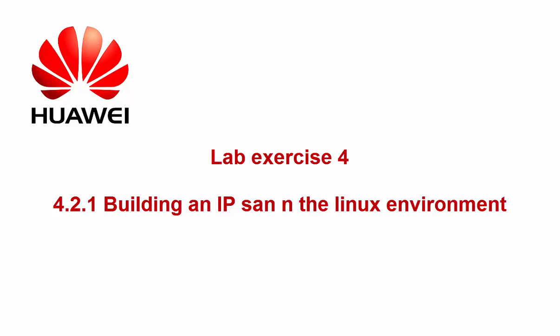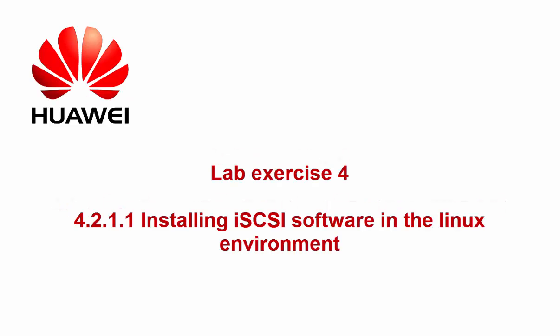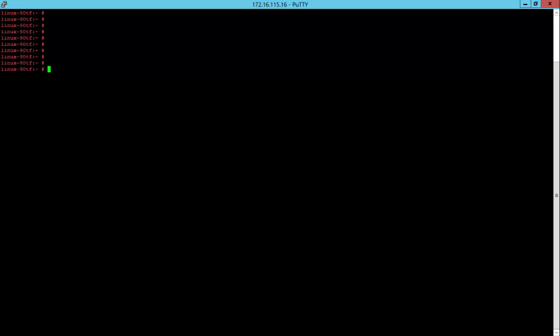Welcome to Huawei course HCNA Introduction to Storage, lab exercise 4.2, building an IP SAN in the Linux environment. First, we'll have to install iSCSI software into our Linux environment. So, step 1. Log into the Linux-based application server as user root.